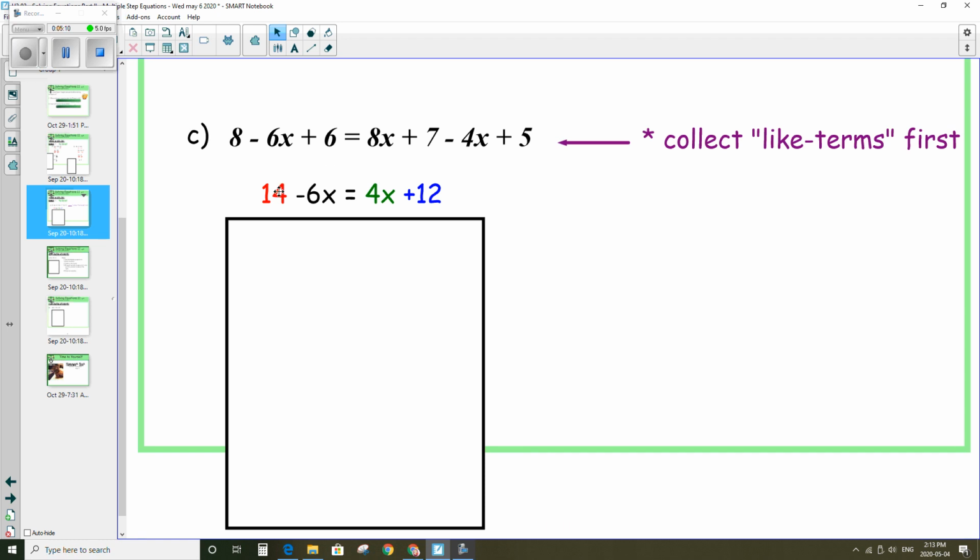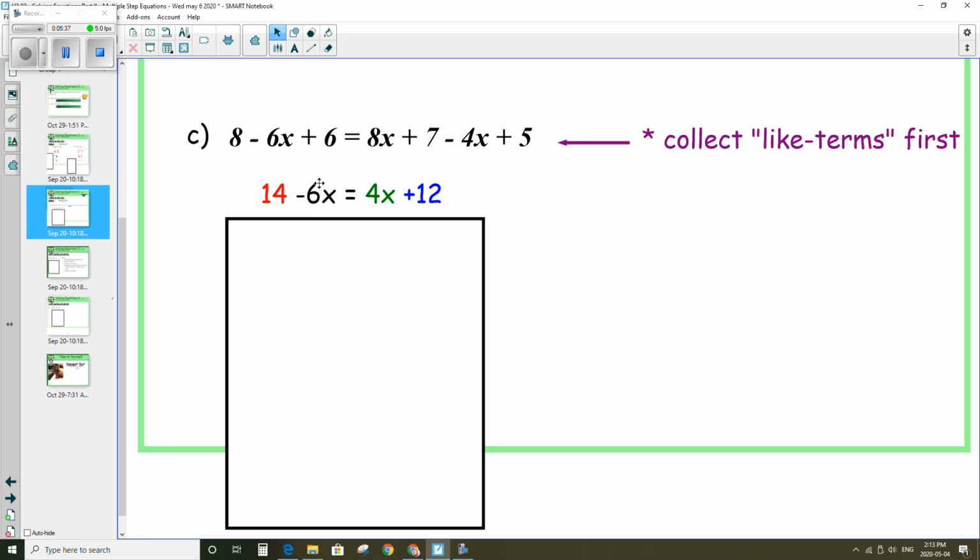8 plus 6 is 14. Subtract 6x, and on the right-hand side, 8x minus 4x is 4x, and 7 plus 5 is 12. Okay, so I've simplified, which makes the expression a little bit smaller, easier to deal with. All right, so what I've done here now is I've color coordinated them because I'm going to show you how to solve for x a little bit different than what we've been doing.